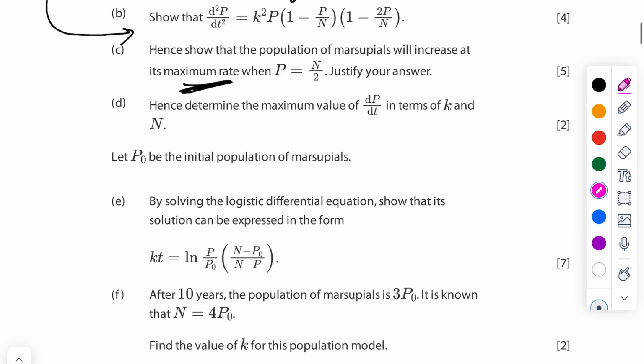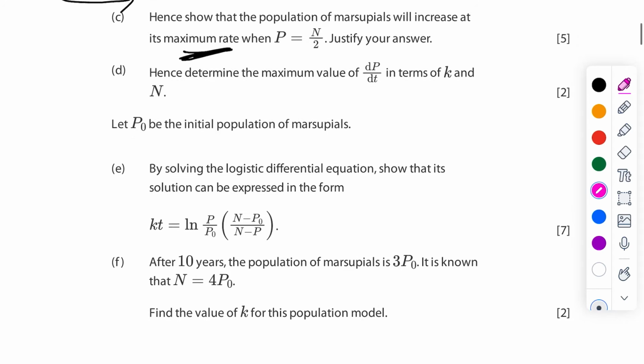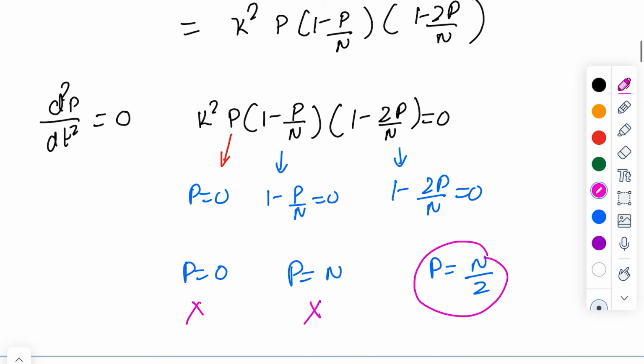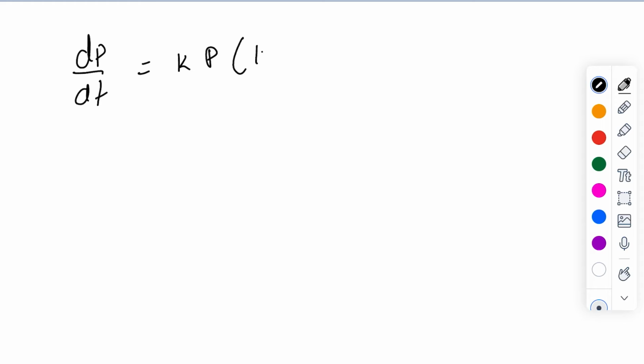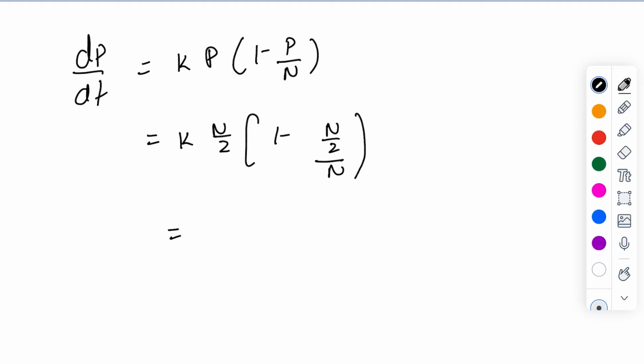Next, hence determine the maximum value of dp upon dt. So we know that p is n upon 2. Now we know dp upon dt equals k times p times (1 minus p upon n). But p is n upon 2. So n upon 2 times (1 minus n upon 2 upon n). So it's going to be nothing but kn upon 2 times (1 minus 1 upon 2). So kn upon 2 times 1 upon 2, which is kn upon 4.